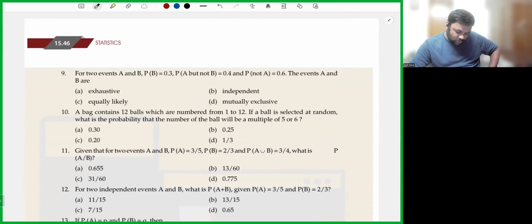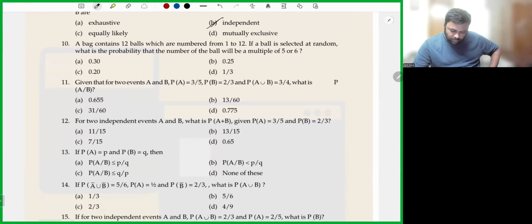Next. 9th one also we have solved, my dear friends. I asked you what type of events they are. You said that they are independent. Next. 10th one.